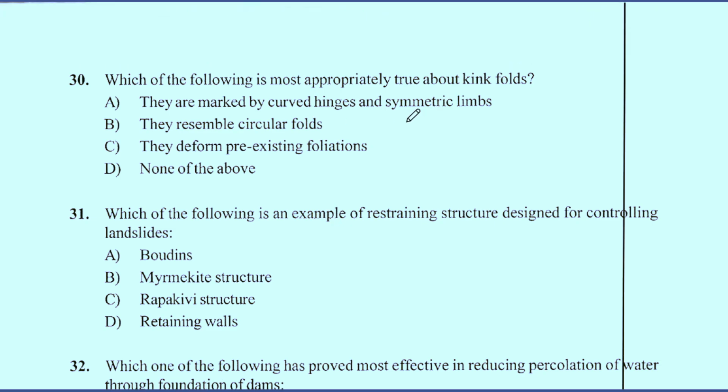So in the next question, which of the following is most appropriately true about kink folds? These folds are formed when one deformation has already taken place, due to which foliation develops. Foliation can be primary or secondary. If a rock already has foliation, and foliation is the alignment of flaky minerals, suppose these are flaky minerals, and again if we apply force, they get like this.